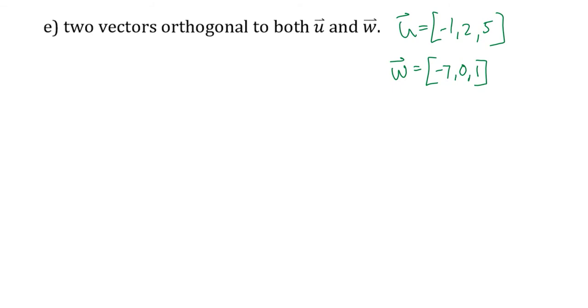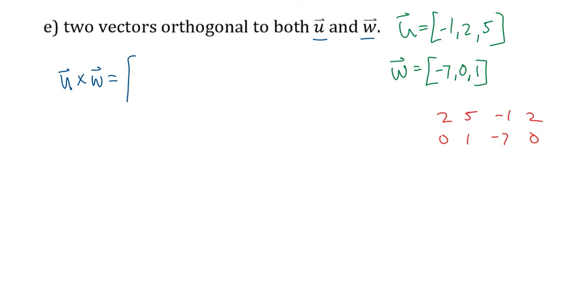Some questions might say two vectors that are not scalar multiples of each other, or that are linearly independent. Or some questions might just say two vectors where you can use a scalar multiple. How do you find a vector that is orthogonal to two vectors? Cross product. And to do this, we write these out in order. So I did u cross w, so I start with 2, 5, -1, 2 on top, and 0, 1, -7, 0 on bottom.